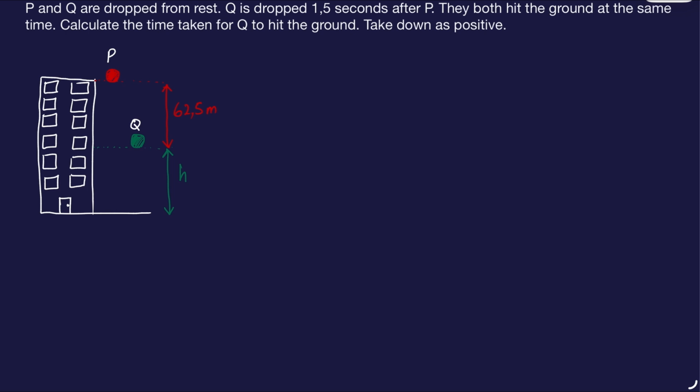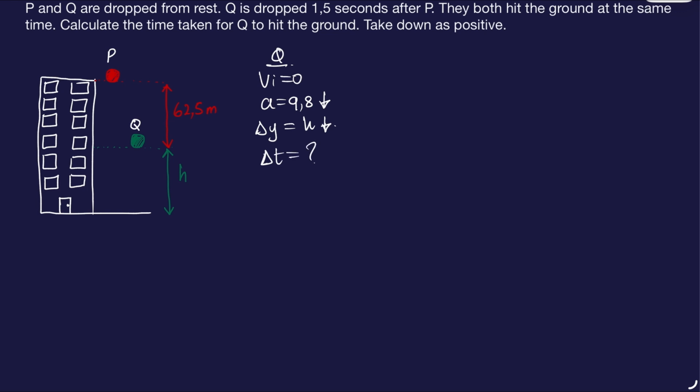Now in order to solve this, I'm going to write down the quantities that I know for each. Because Q is at a lower height, I'm going to start with Q. So Q, I know that the VI is equal to 0. I know that the acceleration is going to equal 9.8 downward. I don't know the delta Y. I'm just going to call it h because that's the displacement of it, and it's h downward, and I don't know the time.